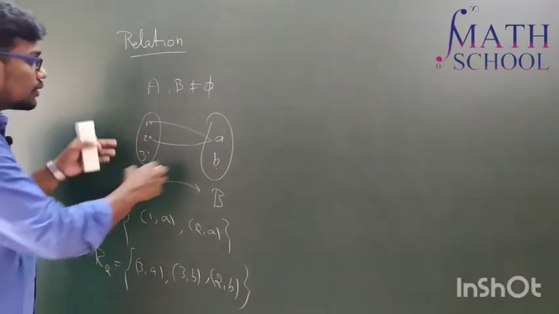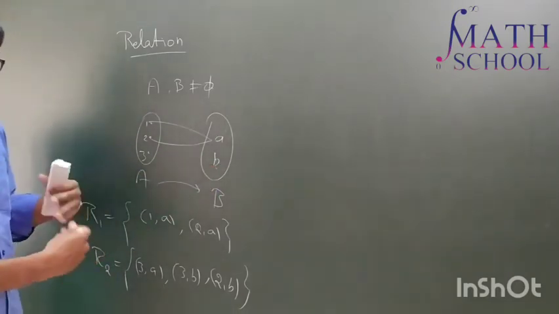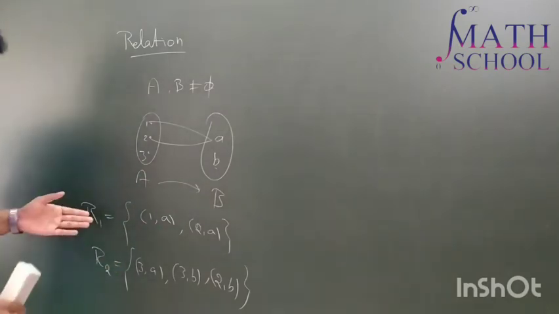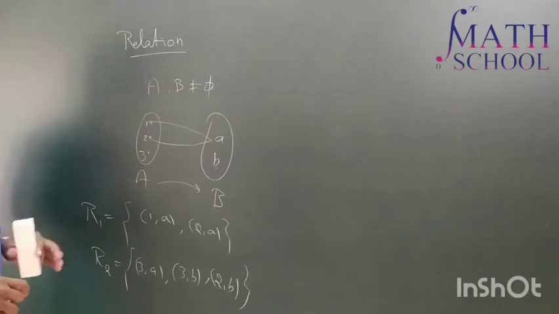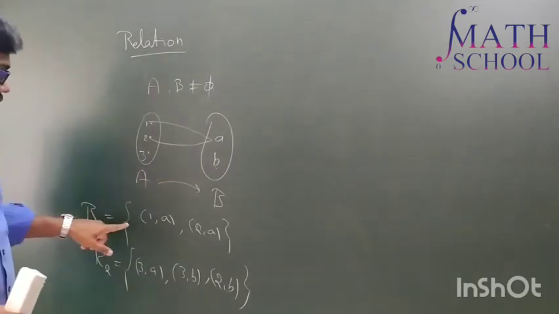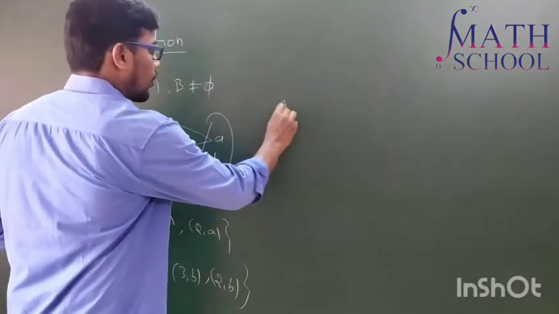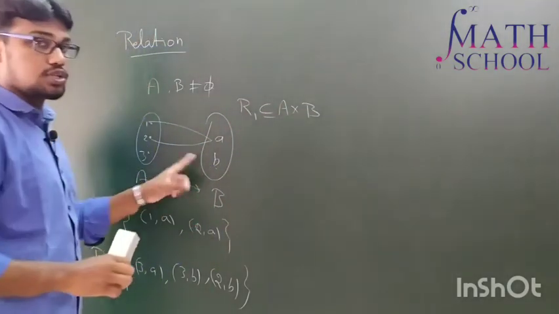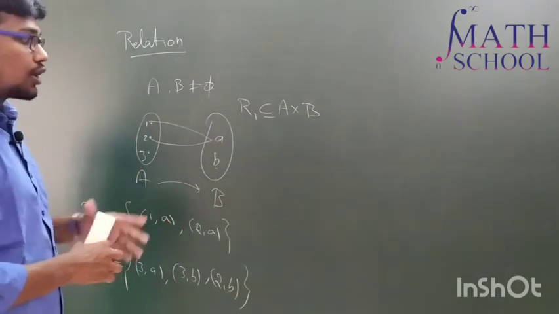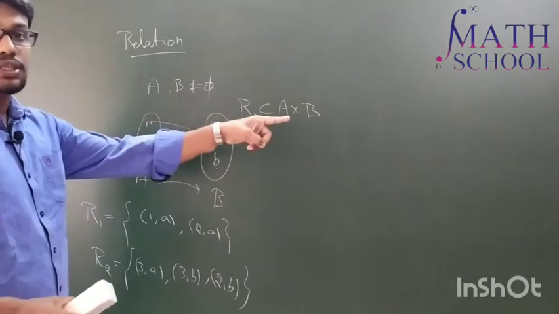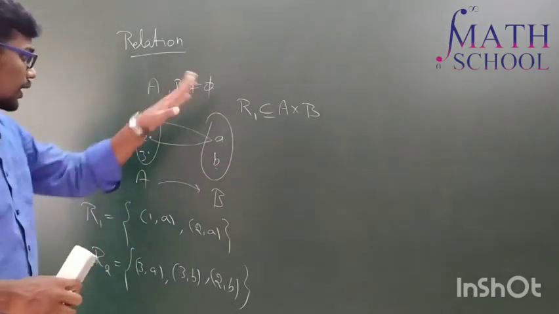Okay, so between these two sets we can define many relations. How many relations, that we shall see. But see, R1 is a relation, R2 is a relation, anyway fine. But note one thing, R1 is a subset of A cross B, am I right? You know what is A cross B? It is the Cartesian product of two sets. How many elements are there in A cross B? Here 3 times 2 is 6, so there are 6 elements.